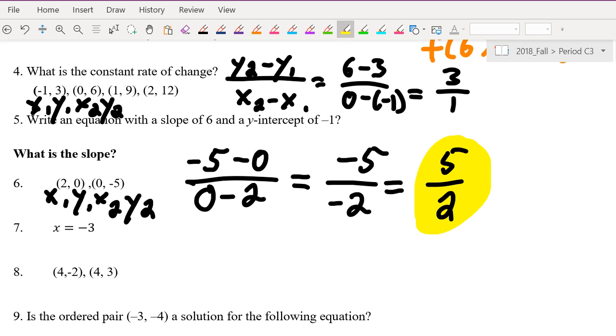Wait. Yes, it's slope. So remember, we don't want to change it to a mixed number, but we do want to reduce if we can. But there's no way to reduce it, so we leave it as an improper fraction.